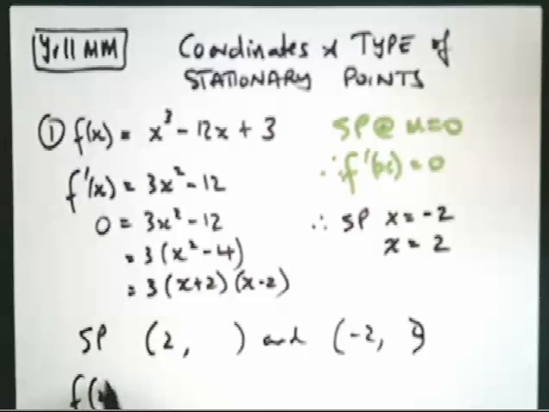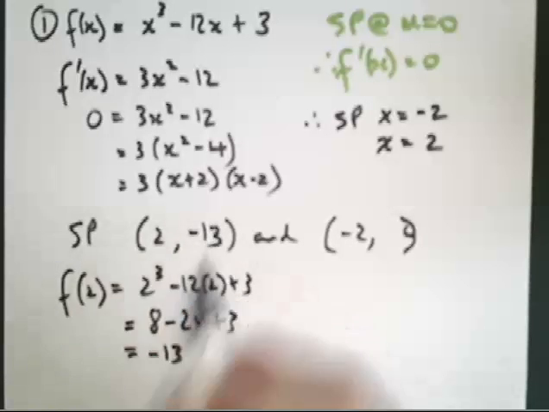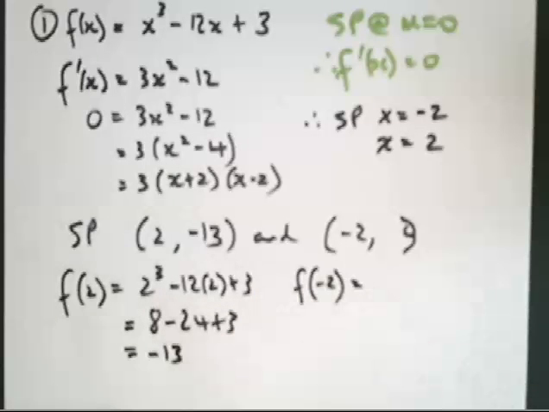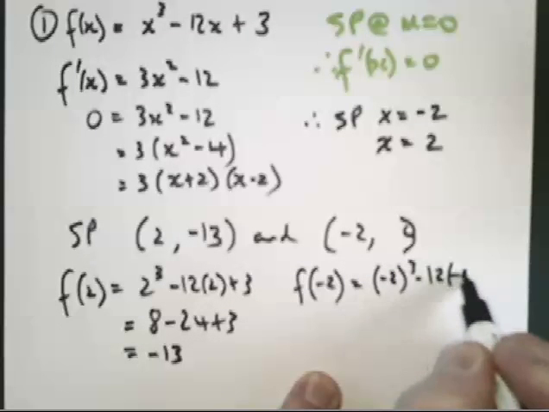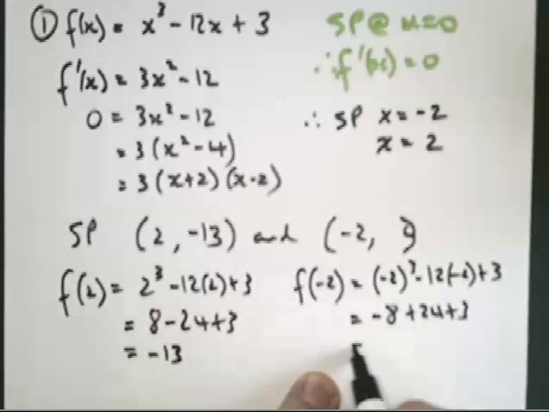So f(2) will equal 2³ − 12 × 2 + 3, which is 8 − 24 + 3, which equals 11 − 24, which is −13. And f(−2) is going to equal (−2)³ − 12 × (−2) + 3, which is −8 + 24 + 3, which is going to equal 19.